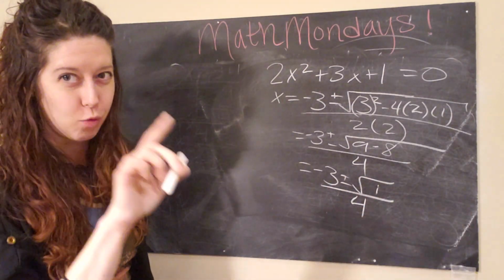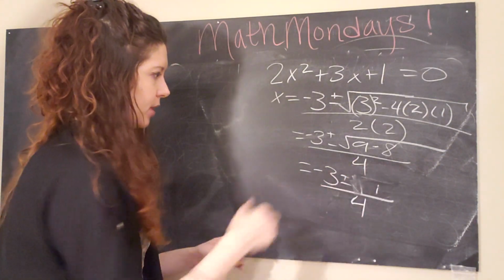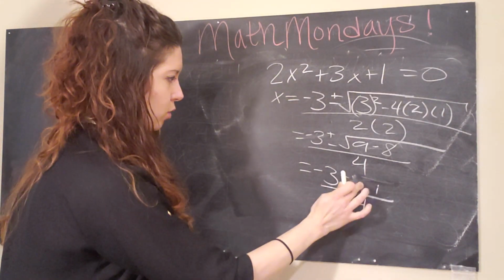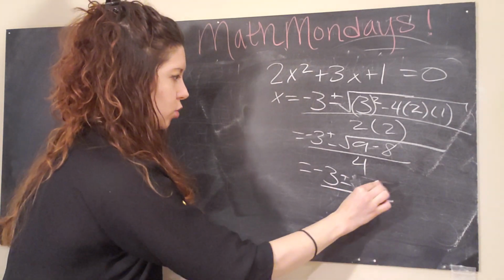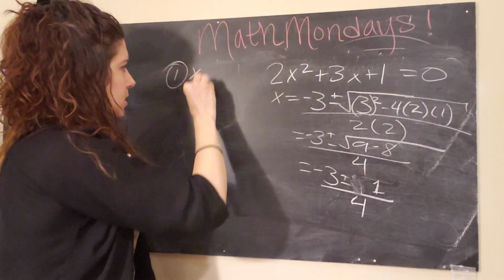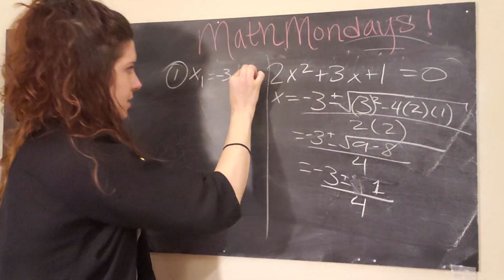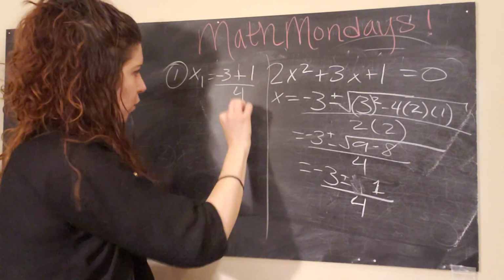And the square root of 1 is just 1, so I'm going to erase that. Boop. And now you can see that we have our 2 roots that we can pull out like so. So x1 is minus 3 plus 1 divided by 4.